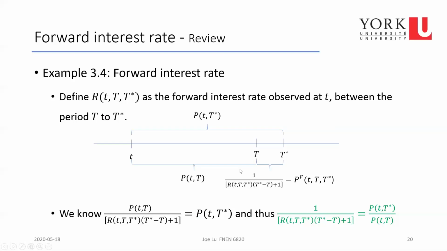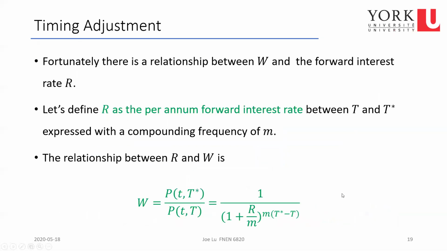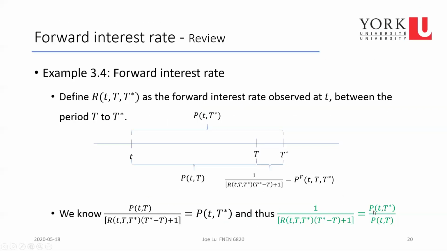Just to record the memory, we have seen in lecture 3 about forward rates. And we have derived that the forward rate is of this particular form that's consistent to here. So this will be a W.